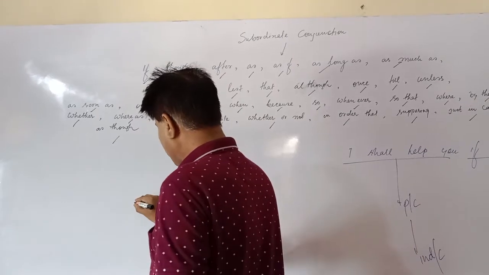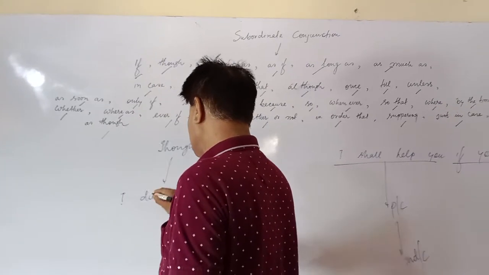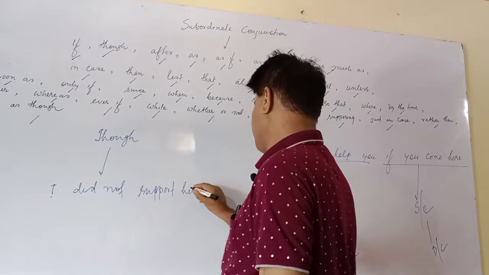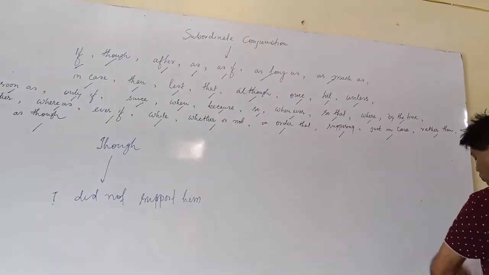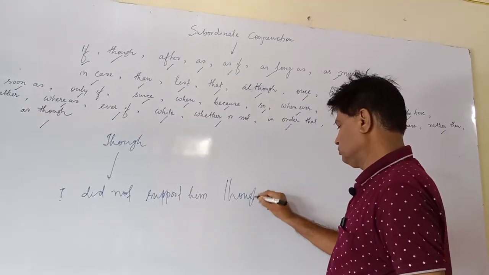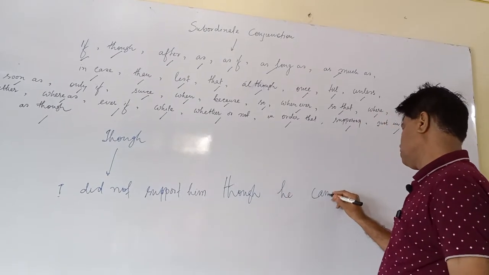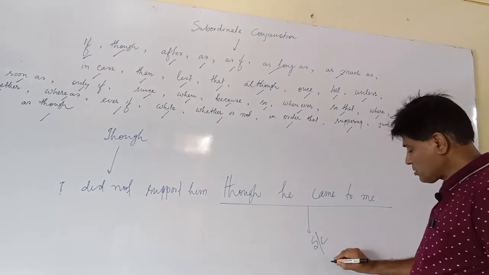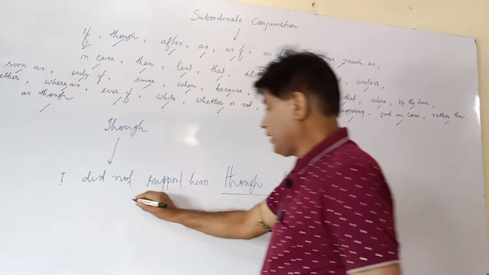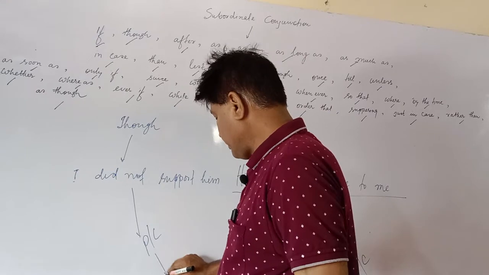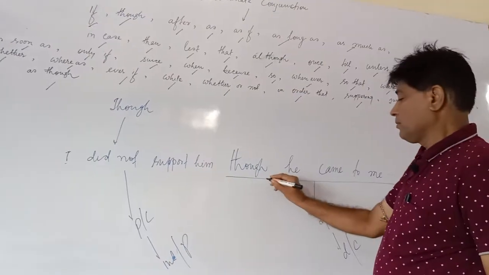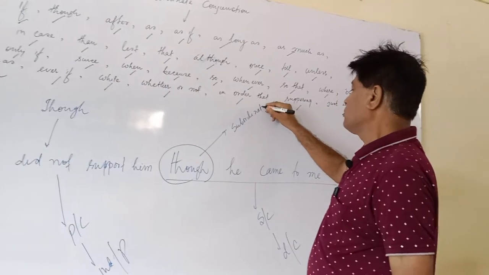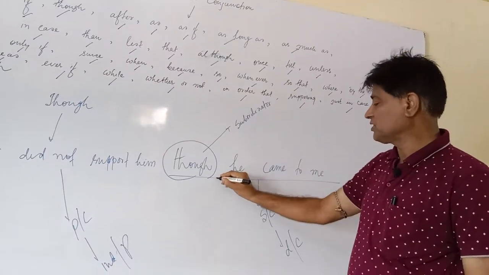I did not support him though he came to me. Though he came to me is called subordinate clause or dependent clause. I did not support him is called principal clause or independent clause. Though is a subordinator, or subordinating conjunction. Without using though, there is no existence of he came to me.